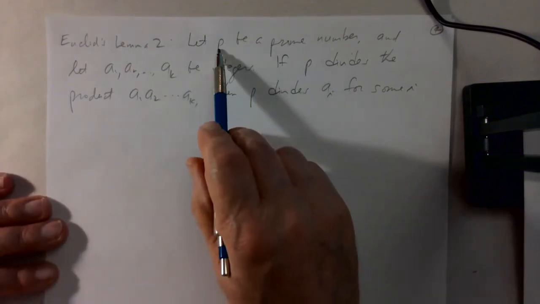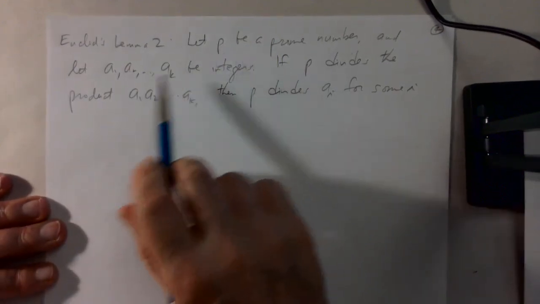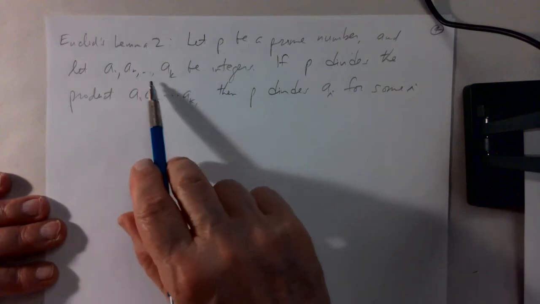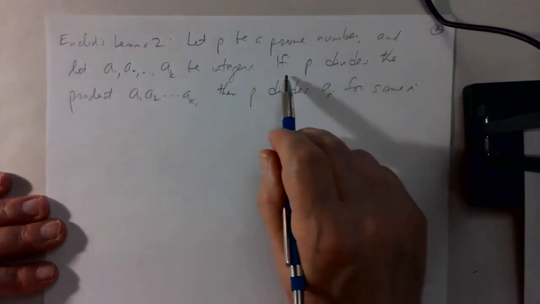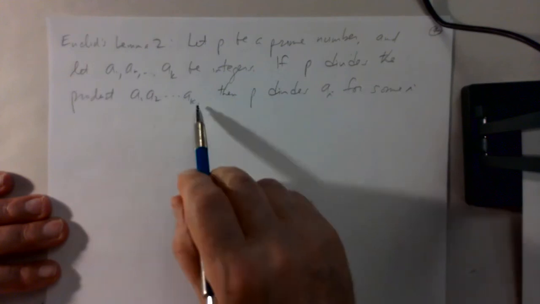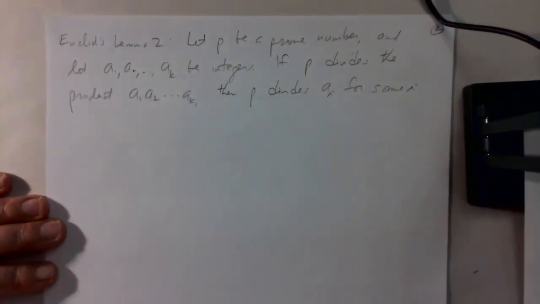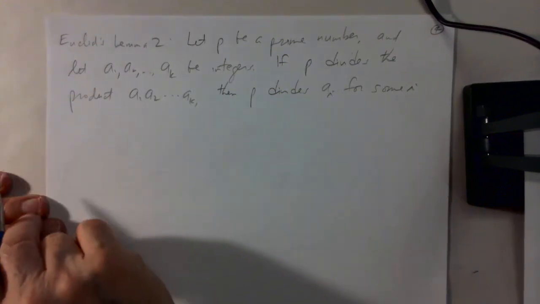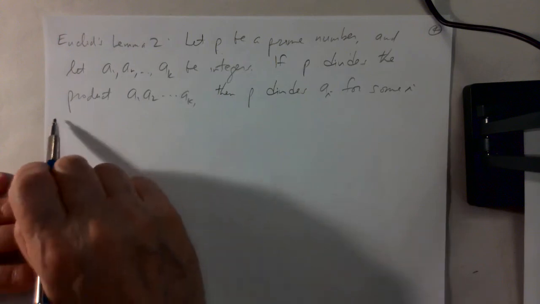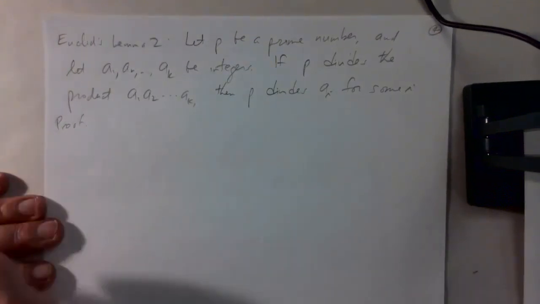Suppose you have a prime number p, this replaces the m, and you have k integers a1 up to ak. If p divides the product of all these numbers, then it has to divide one of them. So if a prime divides a product of integers, it must divide at least one.